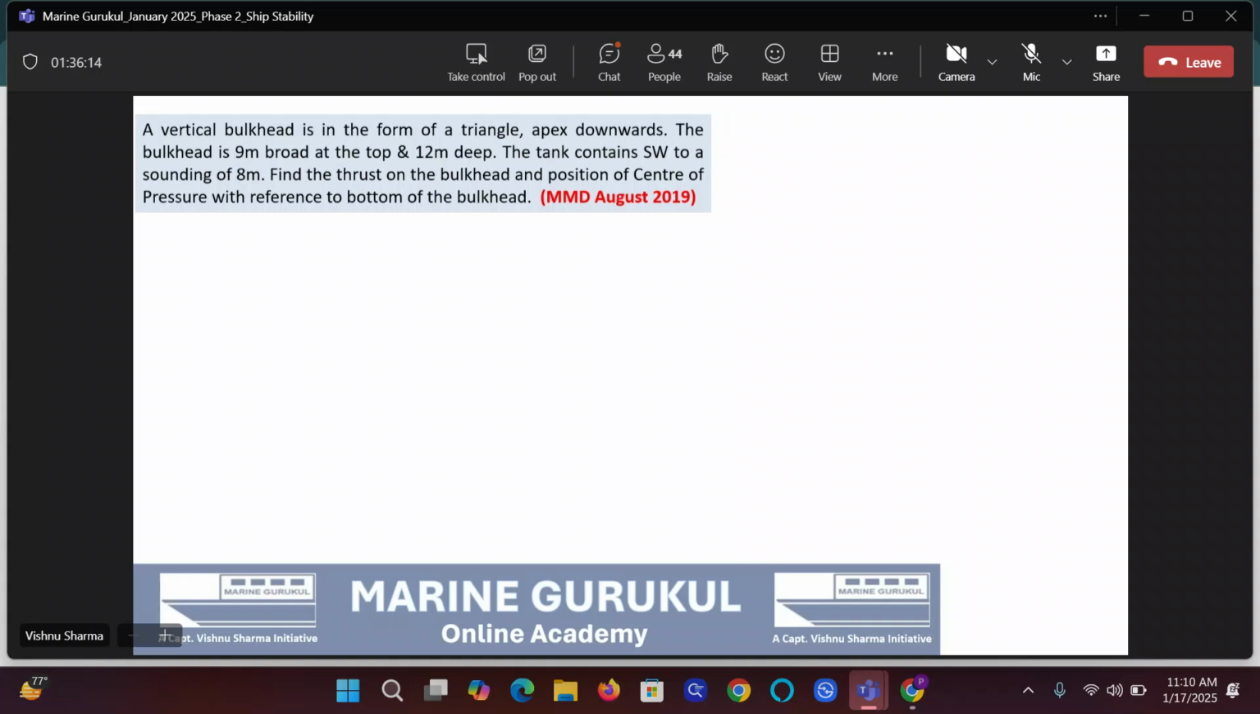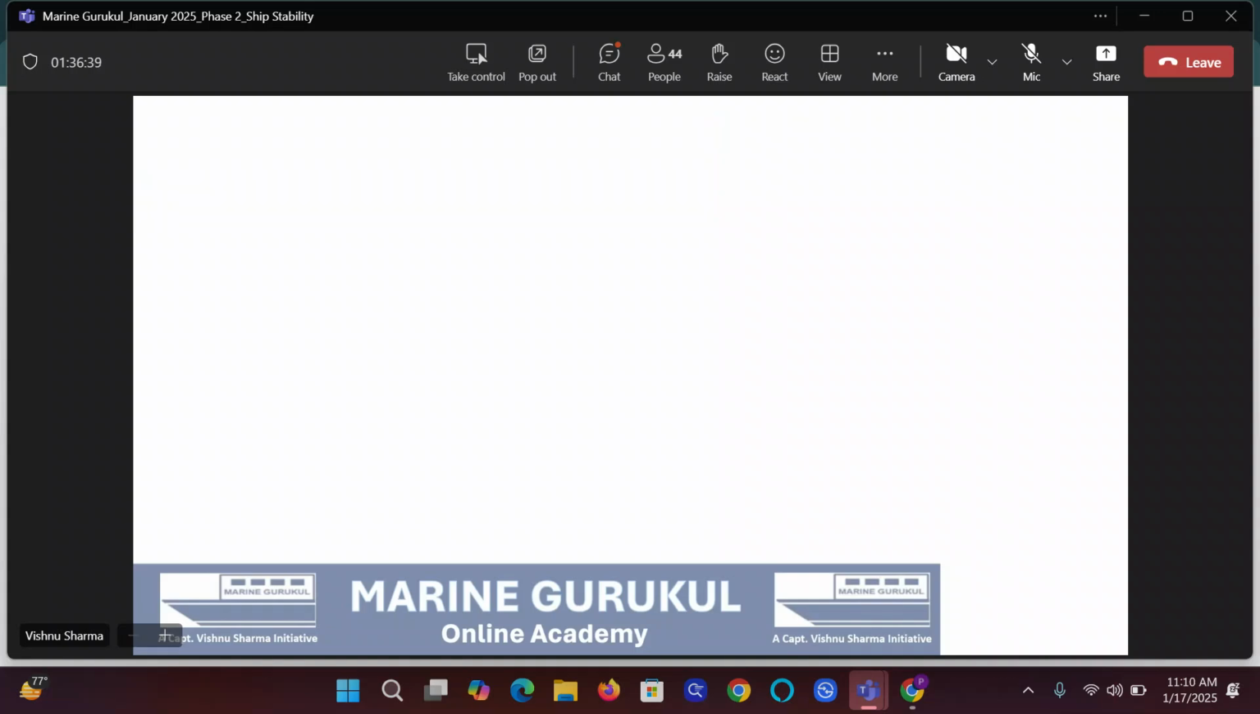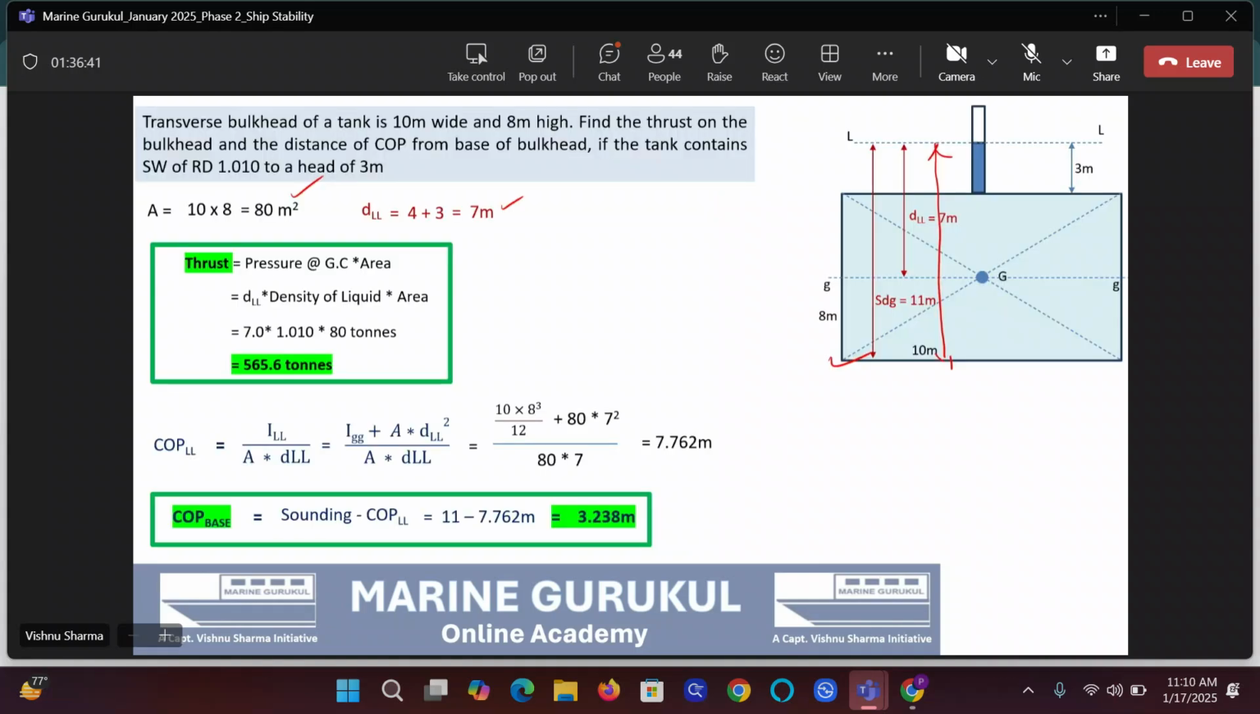Excuse me, sir. Yeah, tell me. Sir, I understand that in the last question we had a 3 meter head, right? I understand that the area of water which we have in the pipe is very less. But are we not considering that? Because that will also act, right? My dear friend, we are finding the COP of the bulkhead.